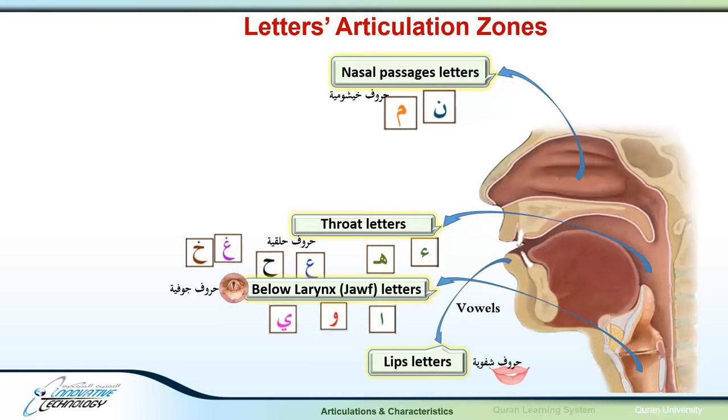Now, lips letters, we call them huruf shafawiyya. There are 2 types, coming from joining the 2 lips together, and we call it bilabial. We have the ba and the m. So the m is a labial letter, and it's also a nasal passage letter. It has double articulation points.